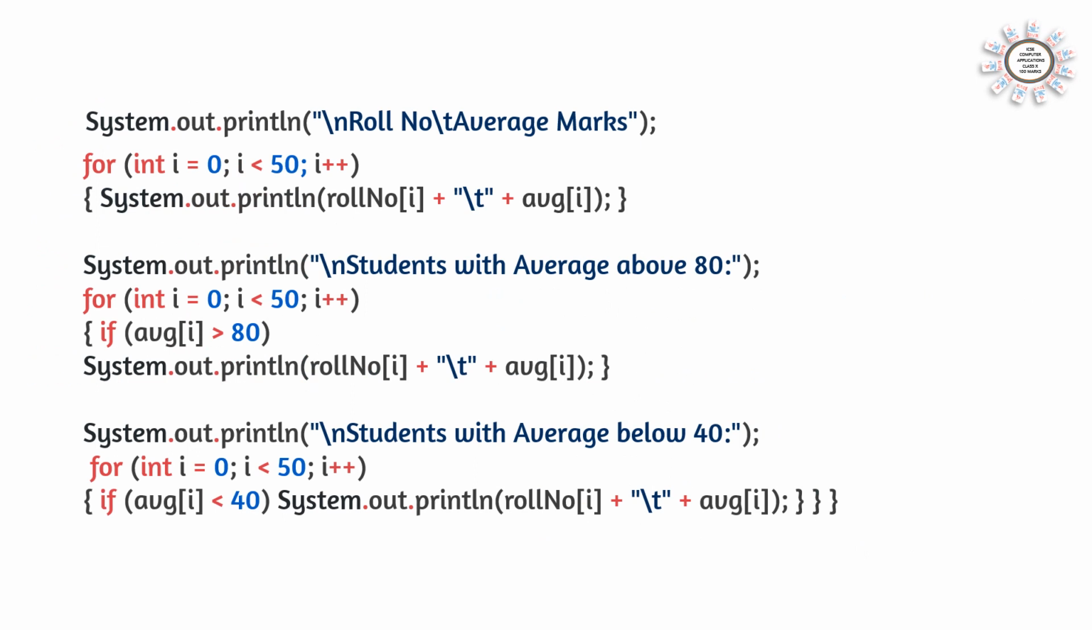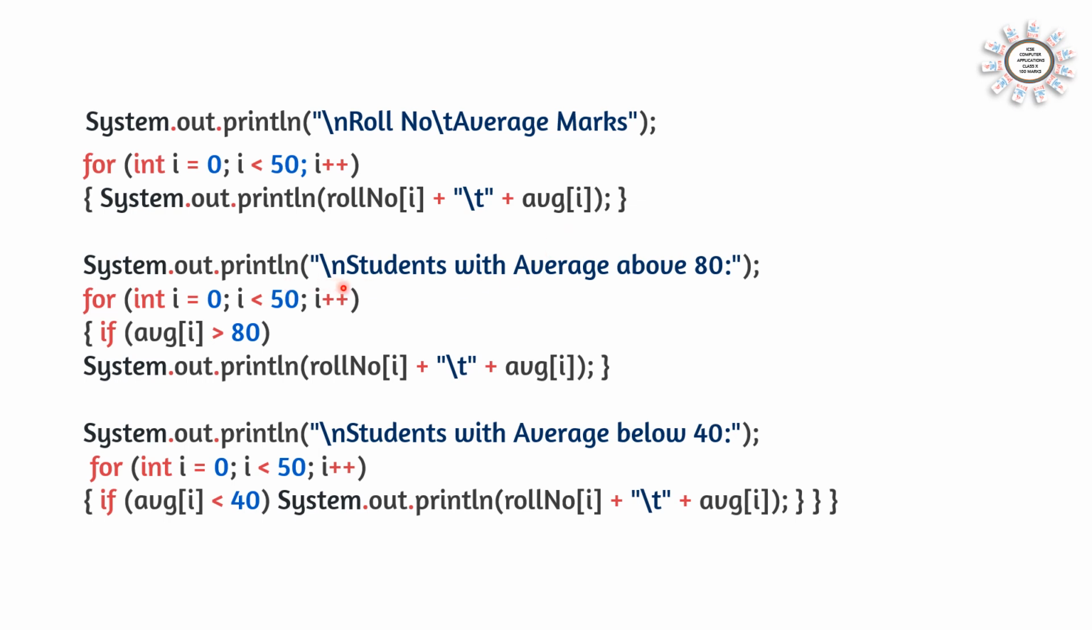So as we got the roll number and marks of all students, as the question asked, we can do the printing. In the first part, print the roll number and average marks of all students. So write the heading System.out.println roll number \t average marks. So here we are printing the average marks. i is equal to 0, i less than 50, i plus plus. Roll number of i, that means 0, 1, 2, 3, plus \t plus avg of i. So here roll number and average marks of all students one by one will be printed.